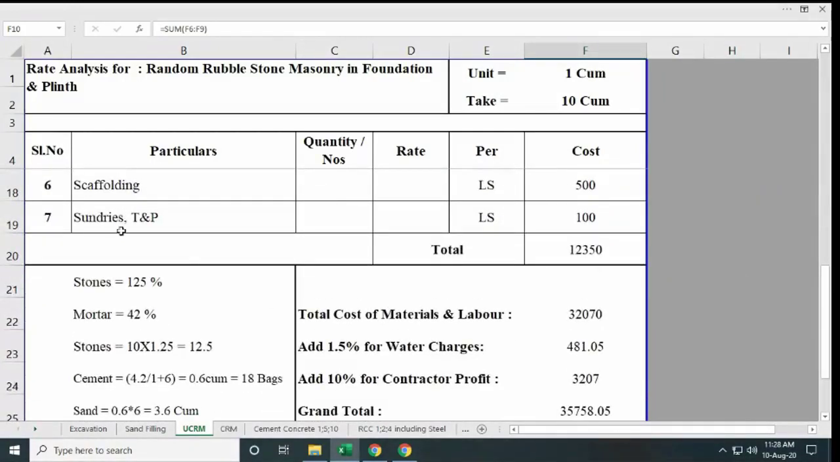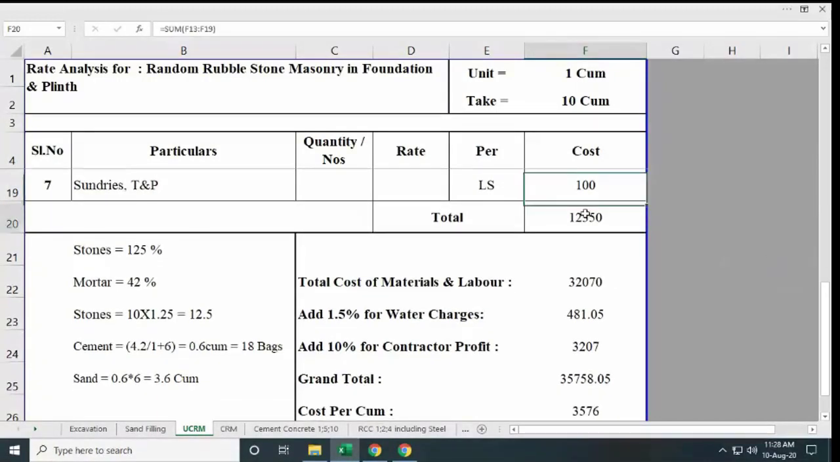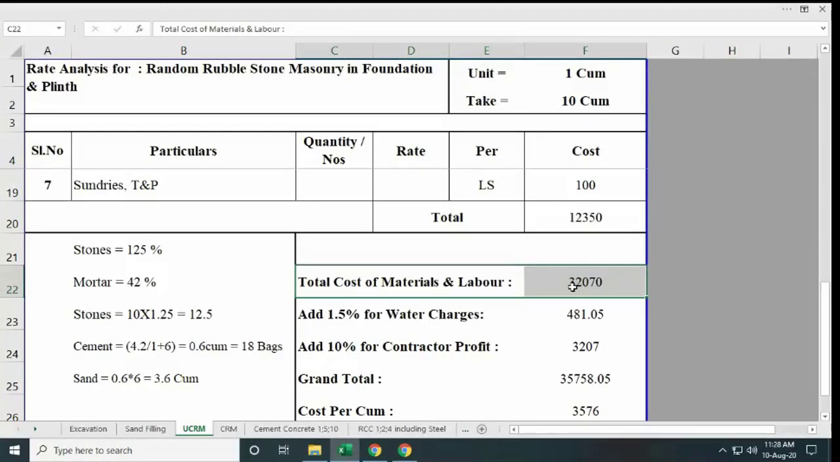For scaffolding, tools, sundries, tools and plants, that is the miscellaneous items we have, we add a certain lump sum amount, 500 rupees lump sum for scaffolding, right? So this will be the labor cost. We add up the total cost of material and labor, which will be 32,000 rupees.